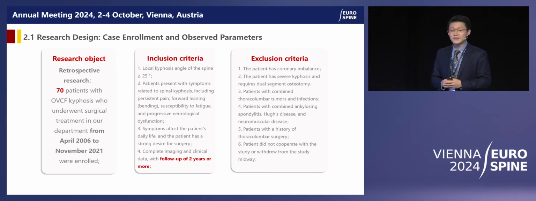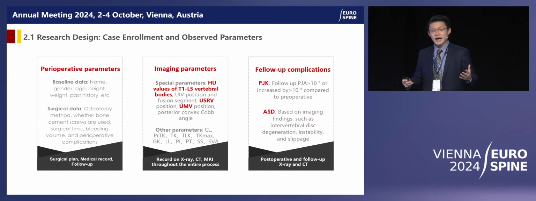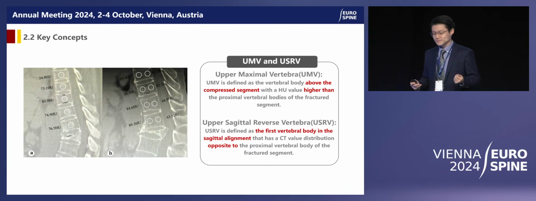So we conducted this study, retrospectively enrolling 70 patients with a minimum follow-up of 2 years. We collected data like baseline information, surgical data, and some imaging parameters, especially the HU values, and the follow-up complications, PJK and adjacent segment degeneration.